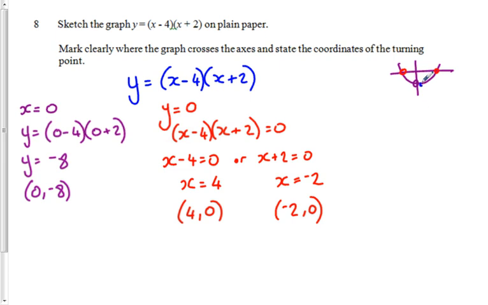Now, the last coordinate we need is the turning point. The turning point happens at either the lowest or the highest point on our curve. In this case, it will be at the lowest. But a parabola is symmetrical.